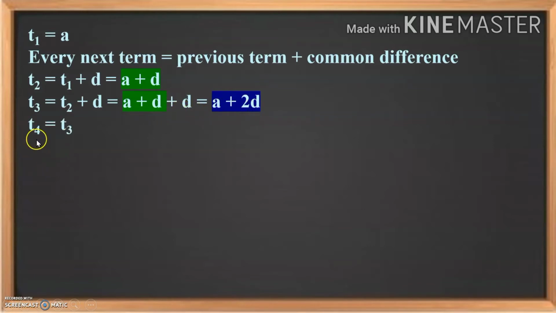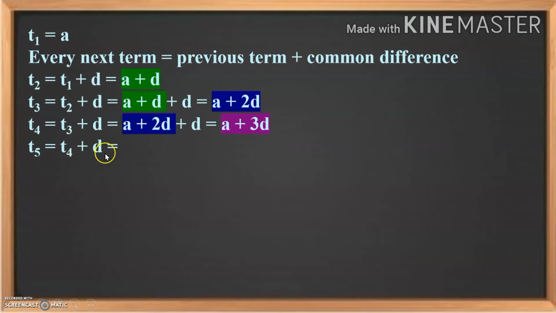Now how will we get T4? T3 plus D, equal to A plus 2D, because this is my T3, plus D, which is equal to A plus 3D. Now T5 will be equal to T4 plus D, equal to A plus 3D plus D, equal to A plus 4D. So what do we observe, children? When it is T2, you will get 1D. When it is T3, you get 2D. When it is T4, you get 3D. And when it is T5, you get 4D.